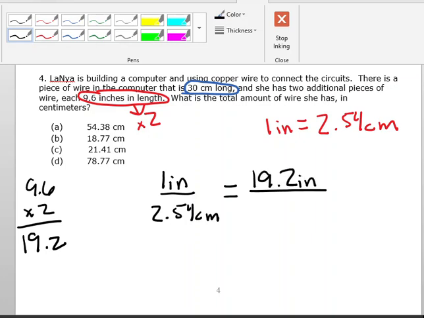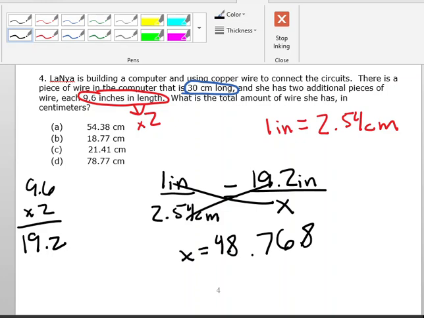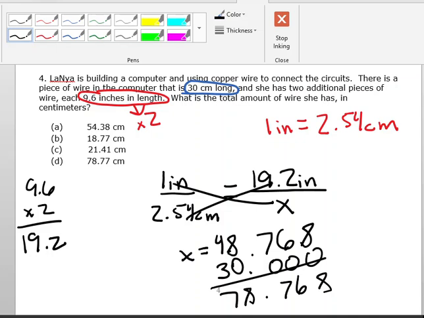19.2 inches over x. I will cross multiply. Okay, and my x is 48.768. And then I just want to add this 30. So my answer is 78.768. And up here, it's telling me that I should probably round.